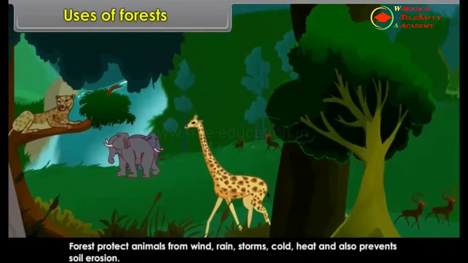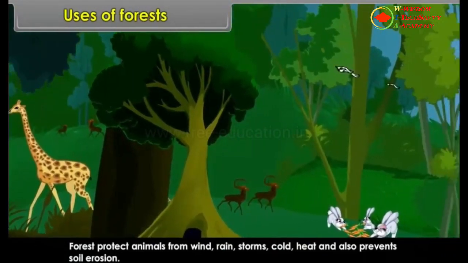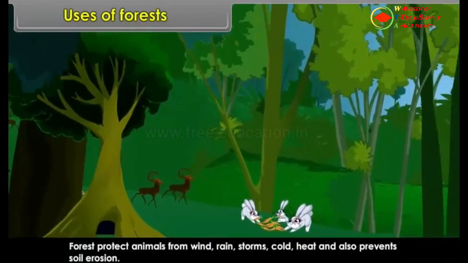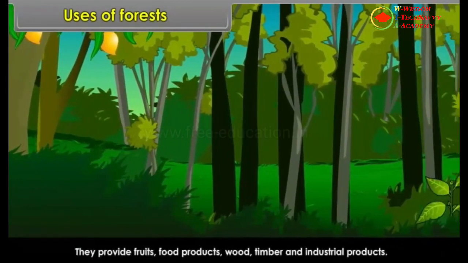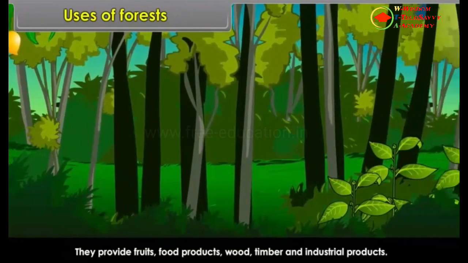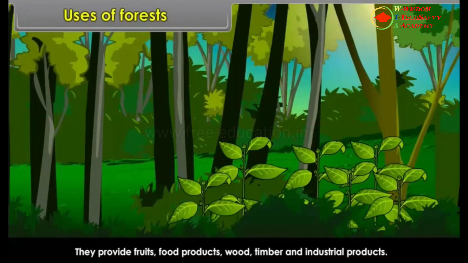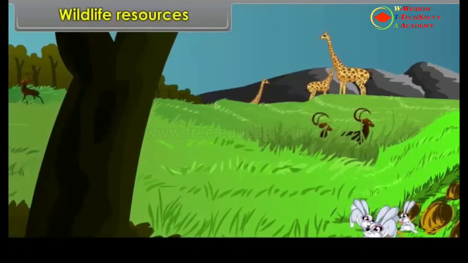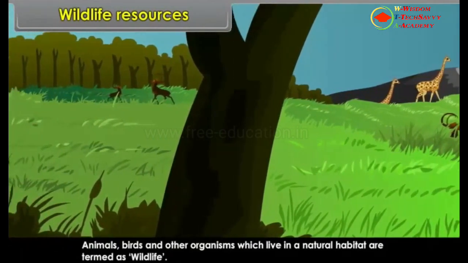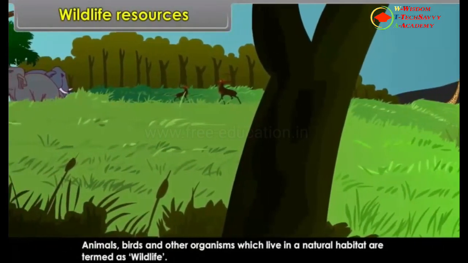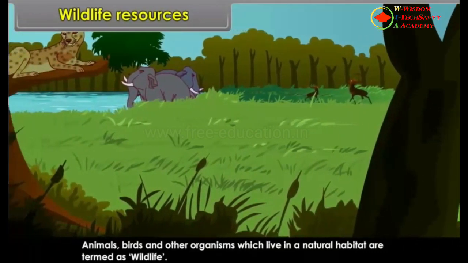Forests protect animals from wind, rain, storms, cold, heat and also prevent soil erosion. They provide fruits, food products, wood, timber and industrial products. Wildlife resources. Animals, birds and other organisms which live in a natural habitat are termed as wildlife.